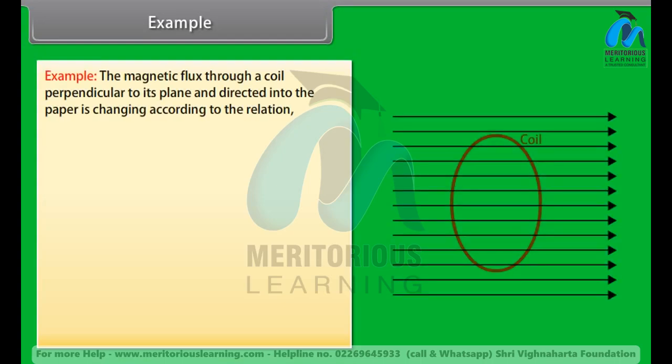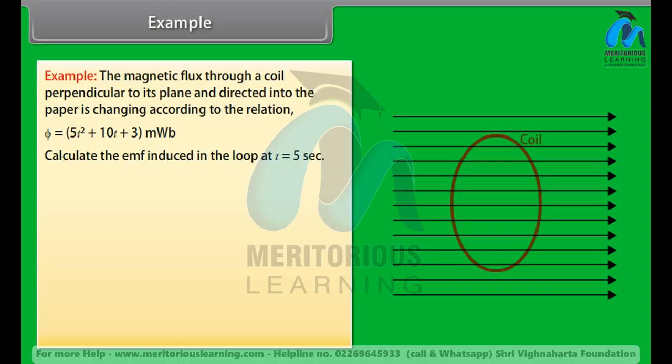The magnetic flux through a coil perpendicular to its plane and directed into the paper is changing according to the relation phi is equal to 5t square plus 10t plus 3 milliweber. Calculate the EMF induced in the loop at t equal to 5 seconds.